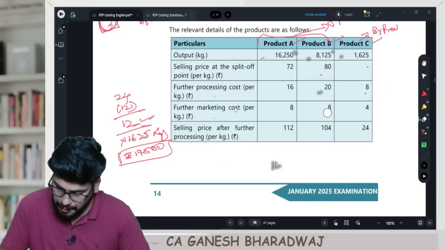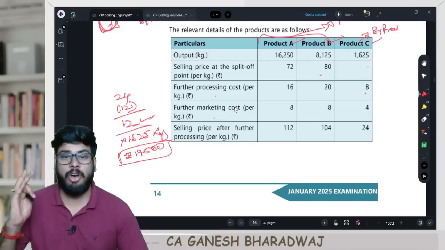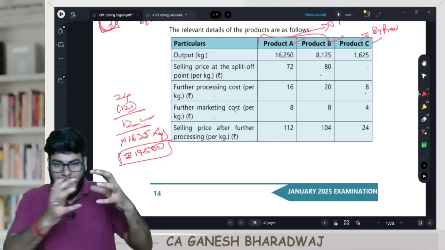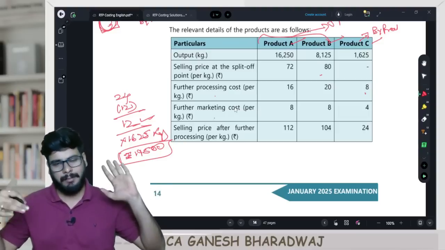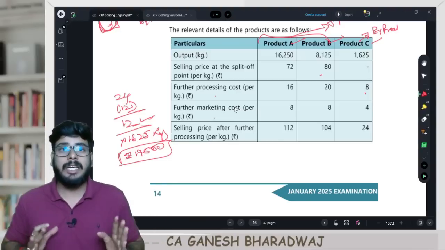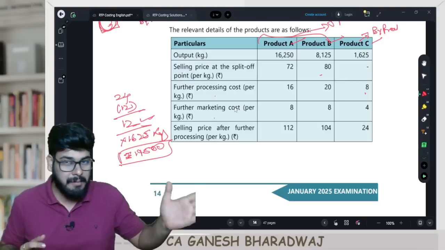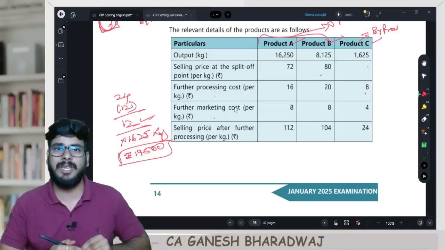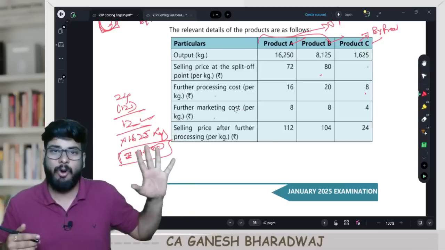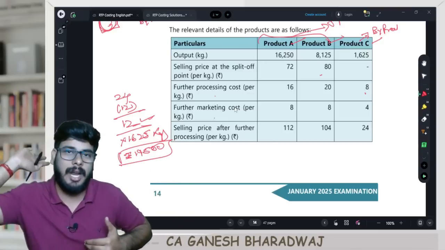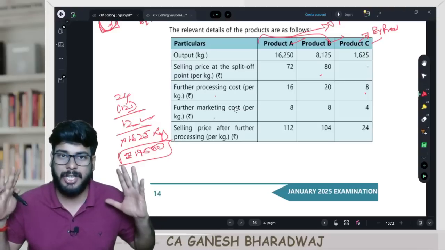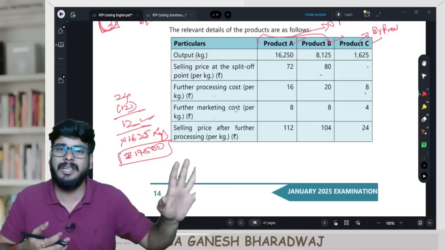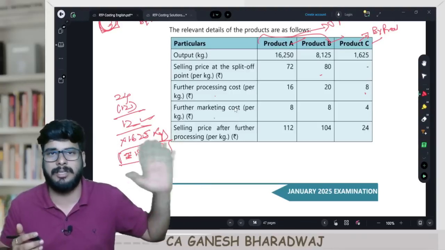Now, for the purpose of the further process or not decision, the joint cost is irrelevant. Why? I have a joint process out of which A and B have come. C has also come. Forget it. The question is, having made the joint process, should I sell it immediately or should I further process and sell it? Which means the joint process is already over. So the joint cost is already incurred. You can't reverse it. It's a sunk cost. Are you clear with this?